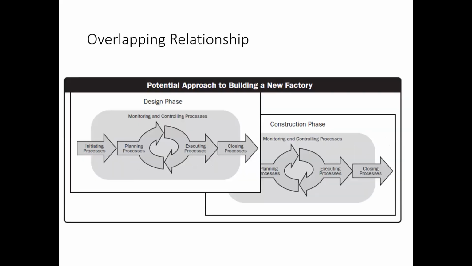And then we have the overlapping relationship, like a potential approach to building a new factory. The design and construction phases overlap, so that's why it is called an overlapping relationship, because these two phases overlap each other. So we design and we construct, we design and we construct.